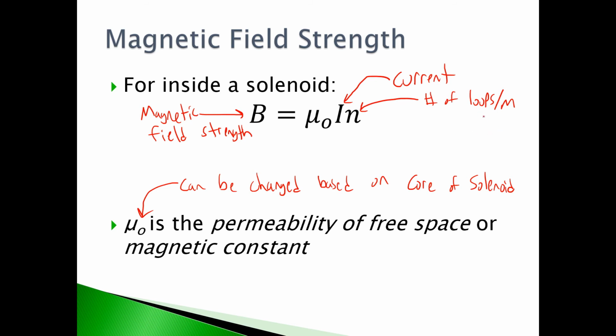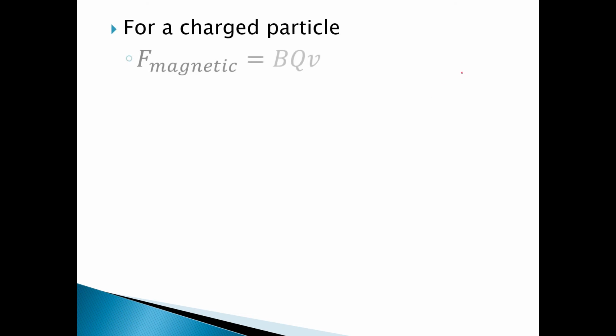I think it's just number of loops. Well, we'll go through some examples and work this out. So, current, coils per meter. So let's go through one example, and then I'll turn you guys loose on your assignment. Oh wait, after this. For a charged particle, you can calculate the amount of magnetic force. This is the amount of force that a charged particle feels inside a magnetic field.